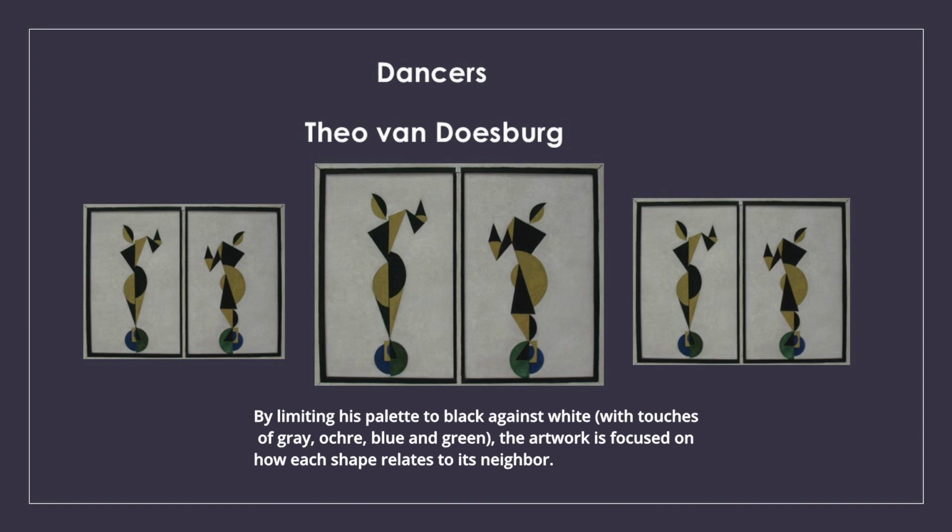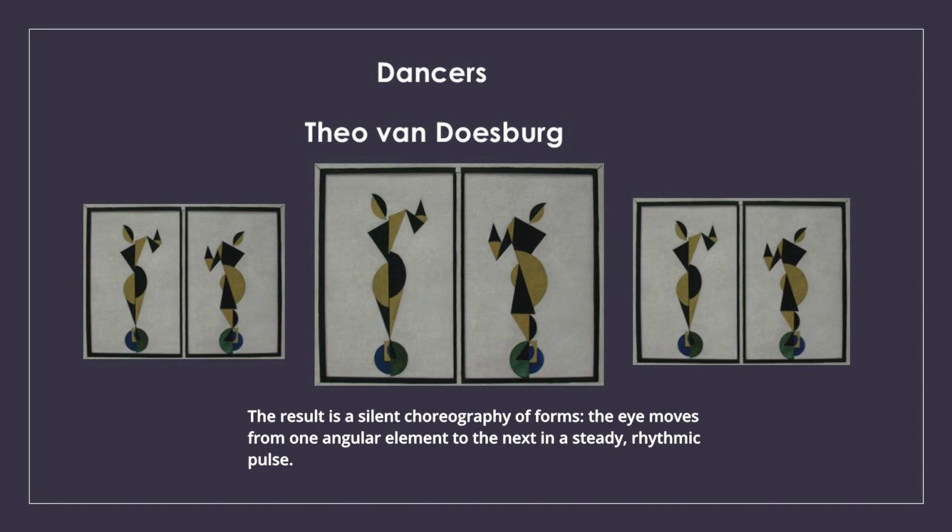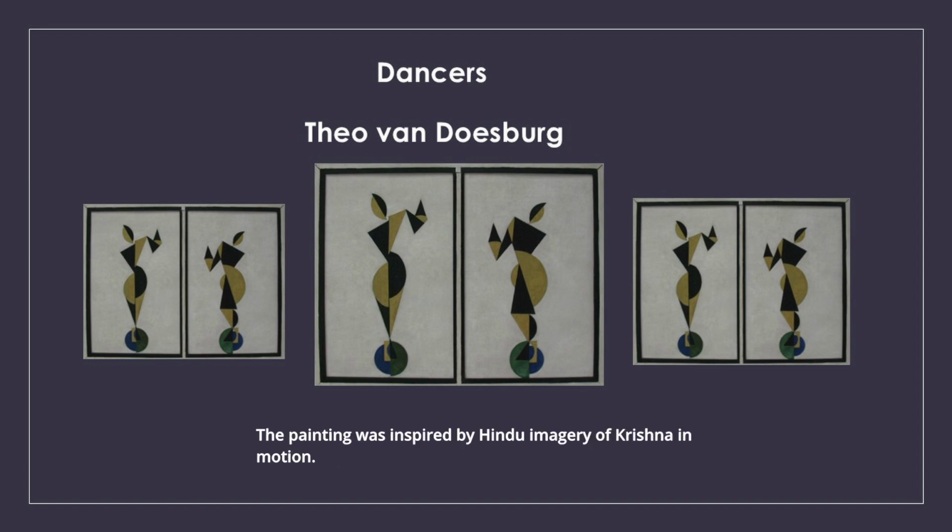By limiting his palette to black against white, with touches of gray, ochre, blue and green, the artwork is focused on how each shape relates to its neighbor. The result is a silent choreography of forms. The eye moves from one angular element to the next in a steady, rhythmic pulse. The painting was inspired by Hindu imagery of Krishna in motion.